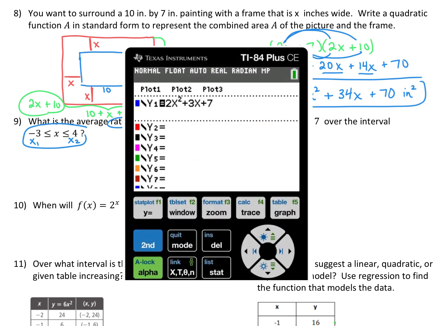All right, so here you can see a graphing calculator. I went to the y equals right here, and I just typed in the function 2x squared plus 3x plus 7. I don't need to graph it. I want this table right here that's in blue. So we're going to hit our second button and then table, and we'll see a table of values for this function.